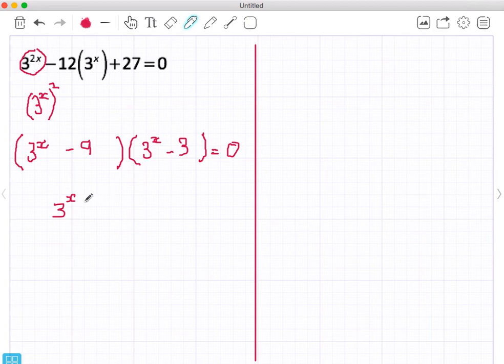So I've got 3 to the power of x is equal to 9 from this bracket, and so x is 2, and 3 to the power of x equals 3, so x is 1.